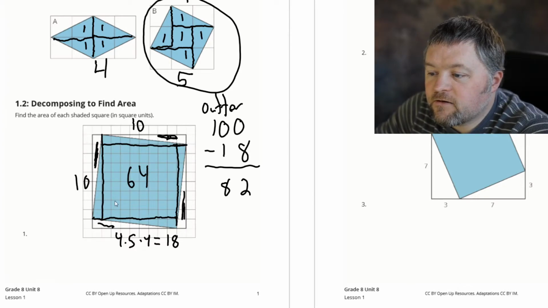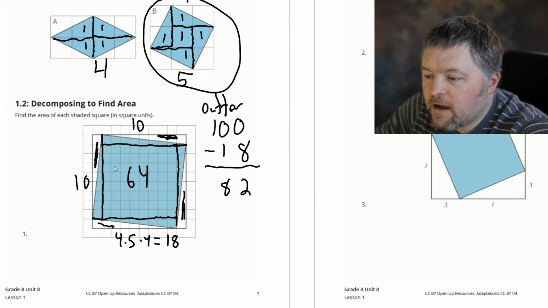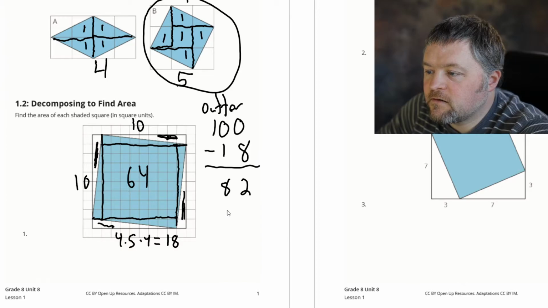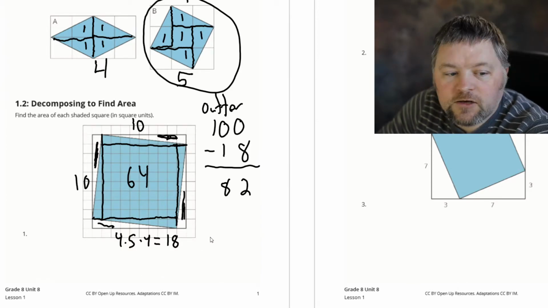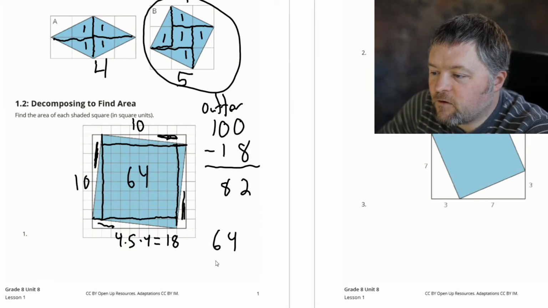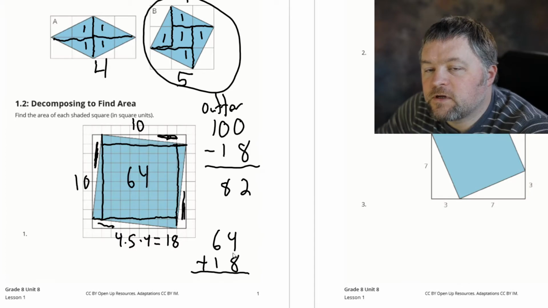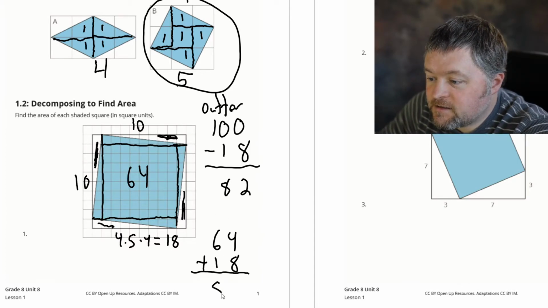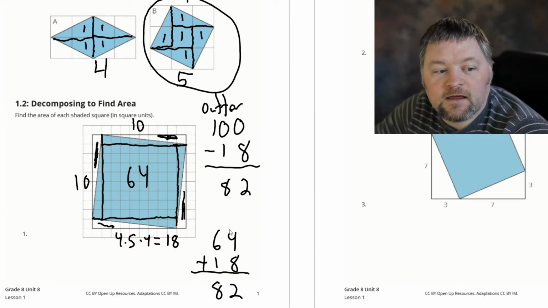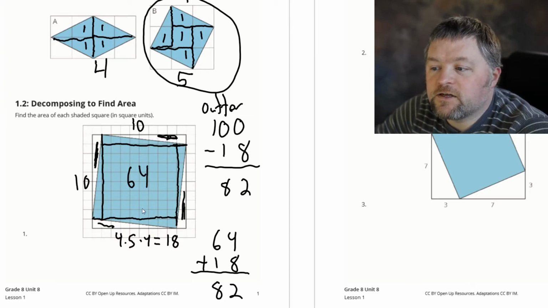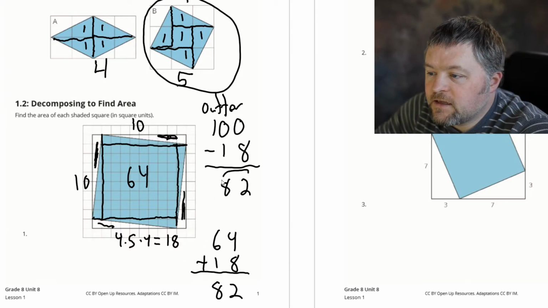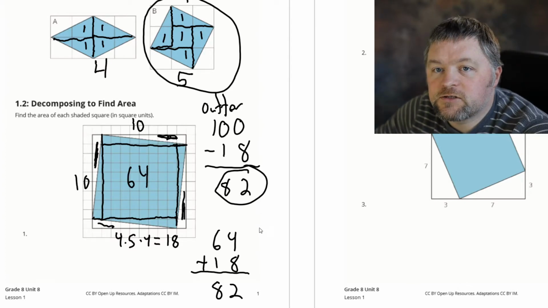So we know the area of these 4 blue outer triangles is 18. So if we do 64 plus 18, what do you suppose 64 plus 18 is? 82 again. So the area of this shaded square is 82 square units.